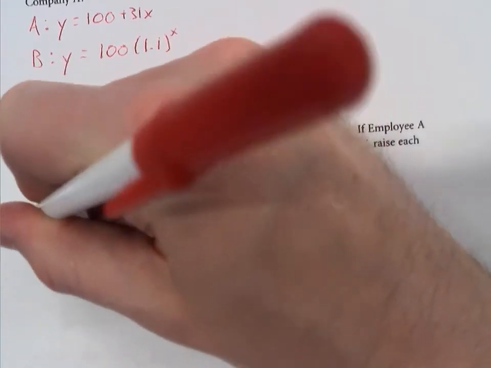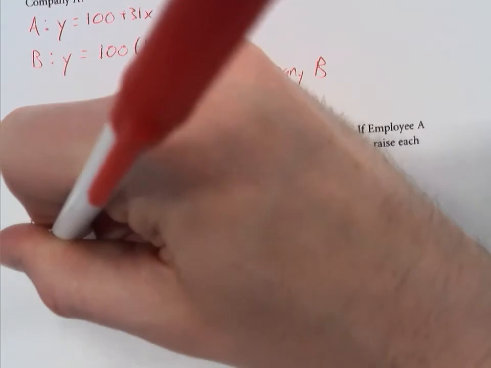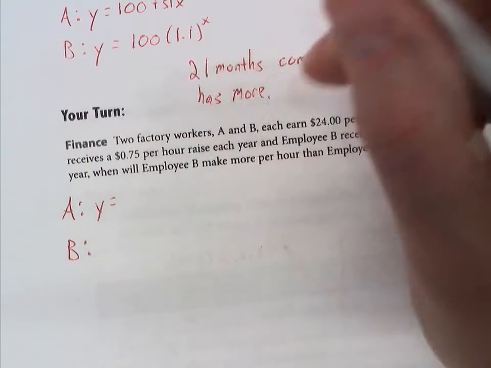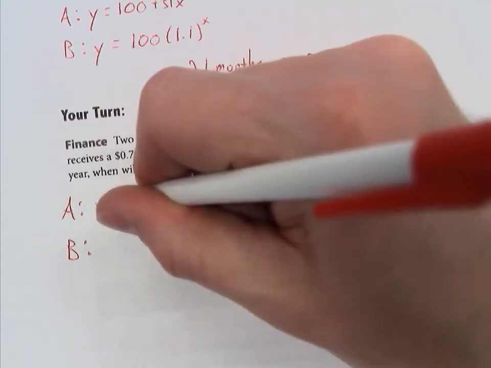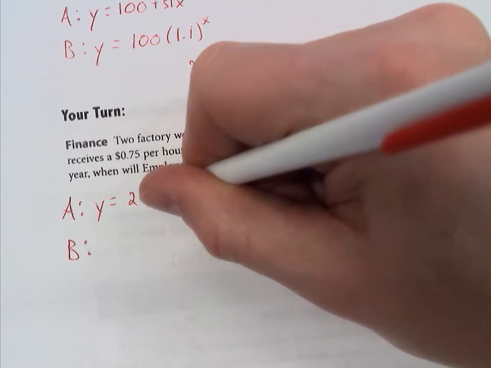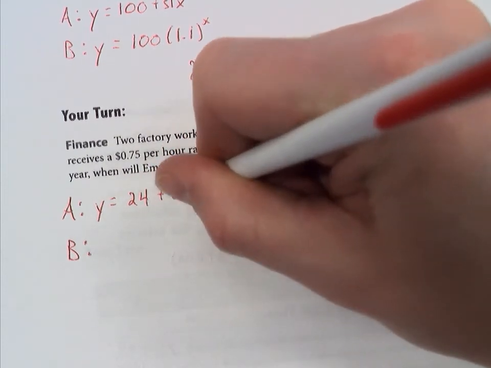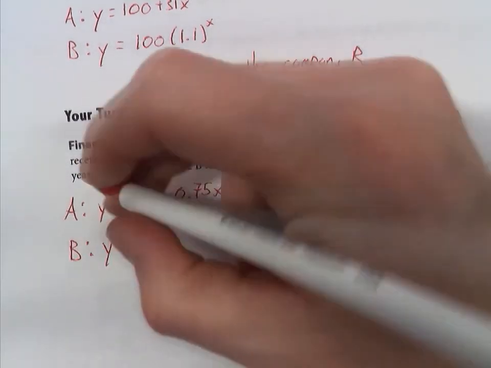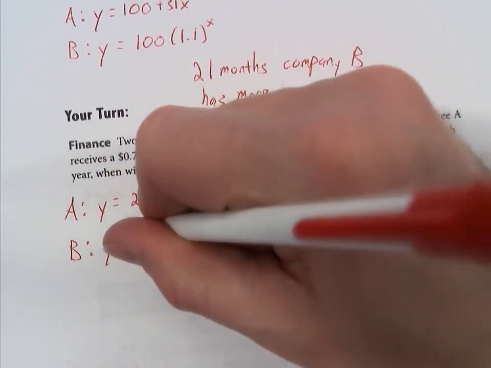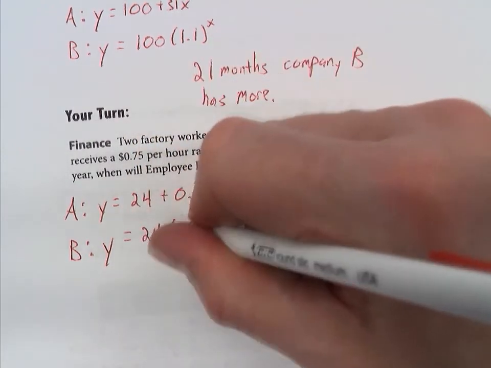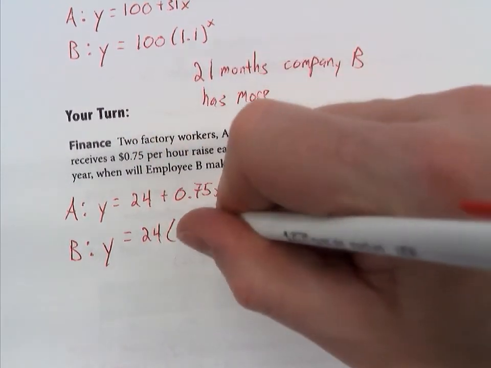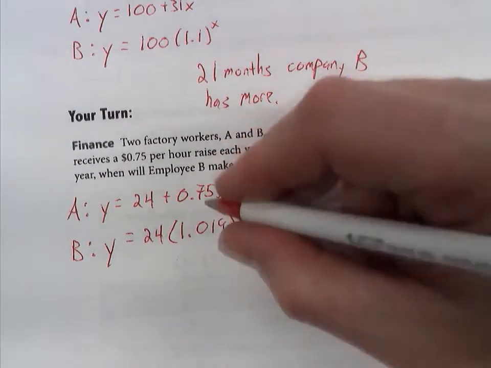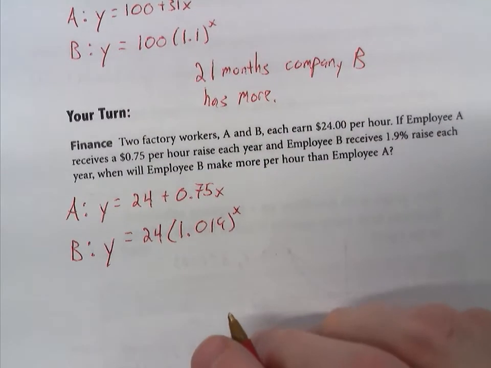So again, we've got employee A and B. Employee A, Y is going to be equal to, makes $24 an hour plus 0.75x, the raise he gets every year. Employee B equals 24 times 1.019. That's the 1.9% raise per X years. Okay.